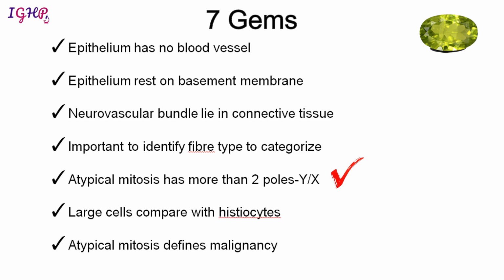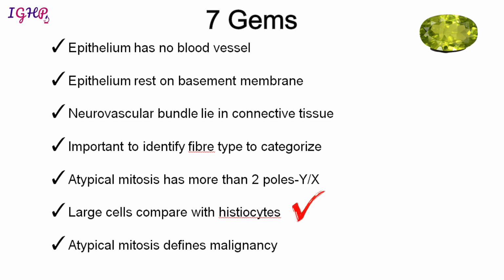Now, atypical mitosis could have more than 2 poles. So you could have 4 poles. It could be Y-shaped, X-shaped, or of any abnormal shape. But the number of poles is going to be more than 2. So it could be 3, 4, 5, or any number of poles that you can see. So all those will come under atypical mitosis.